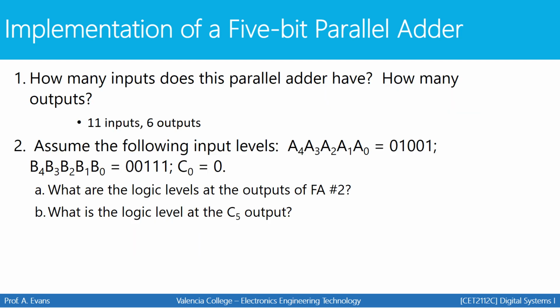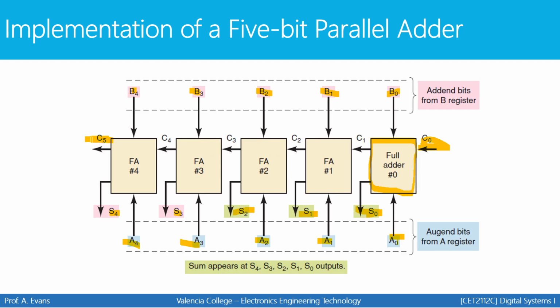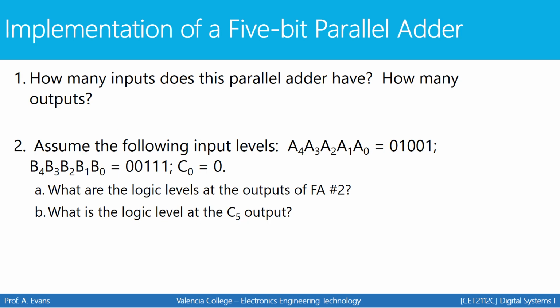So we have 11 inputs, 6 outputs based off of what goes into the adder circuit and what comes out as an output. Notice these carries are carried forward as an input to the next one, so they're not really considered an output that we would see as like an LED. Next, we're going to assume that input A and input B have a certain value.